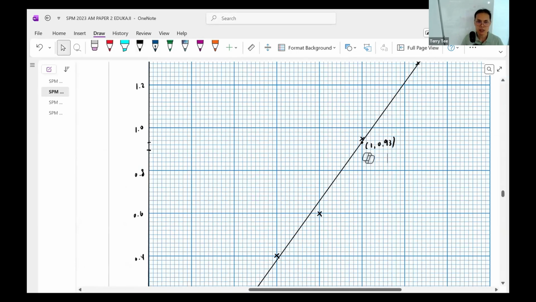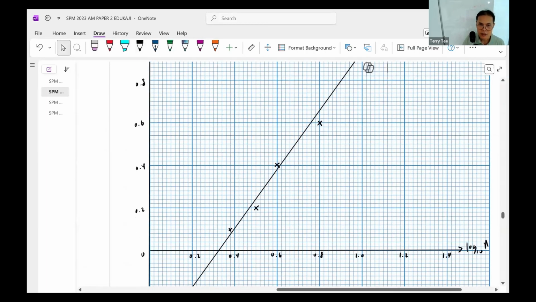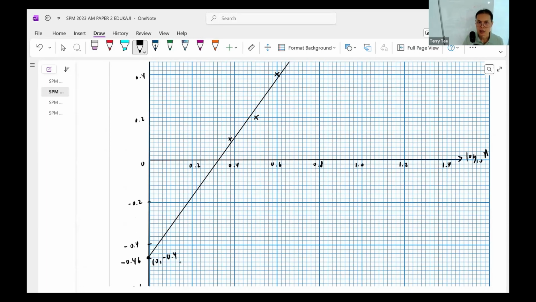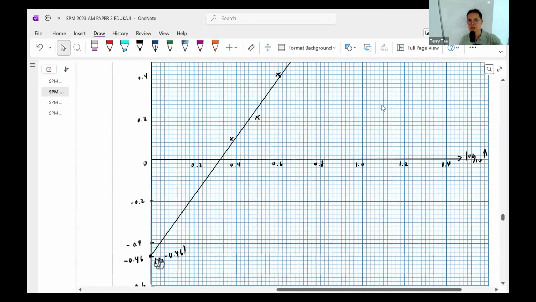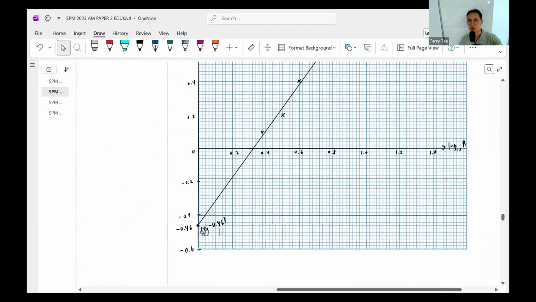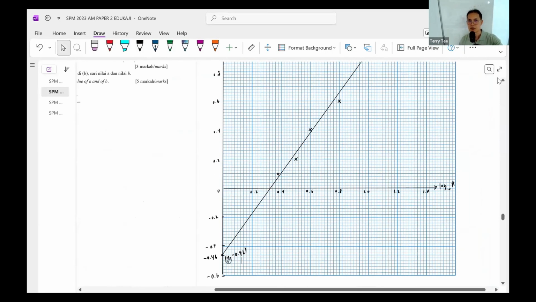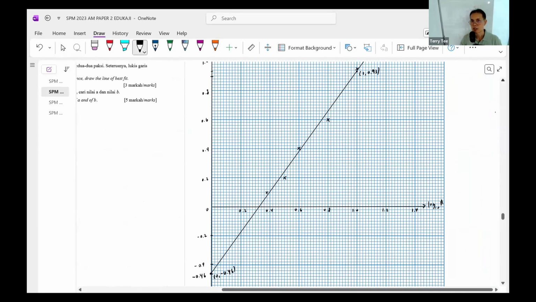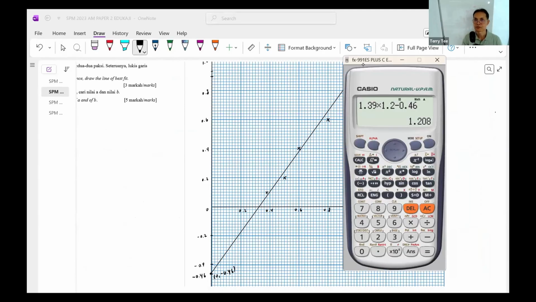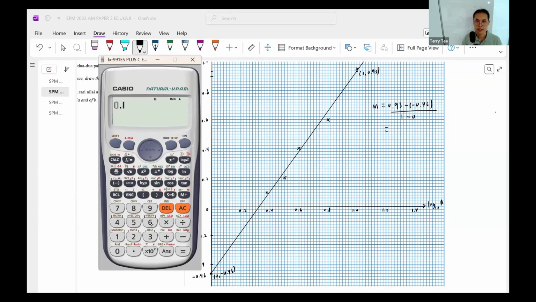And then what's my y-intercept here? This one is 0, negative 0.46. Okay, I'm going to calculate my gradient. You can calculate your gradient elsewhere, I just show you on the graph itself. So my gradient is 0.93 minus negative 0.46, divided by 1 minus 0. Okay, now let's count. 0.96 plus 0.46, I got 1.42.